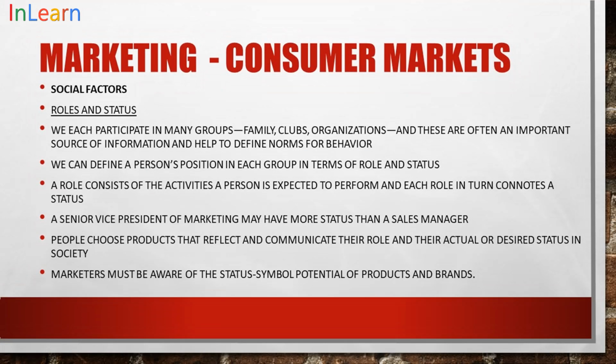Roles and status. We each participate in many groups, family, clubs, organizations, and these are often an important source of information and help to define norms for behavior. We can define a person's position in each group in terms of role and status. A role consists of the activities a person is expected to perform, and each role in turn connotes a status. A senior vice president of marketing may have more status than a sales manager. People choose products that reflect and communicate their role and their actual or desired status in society. Marketers must be aware of the status symbol potential of products and brands.